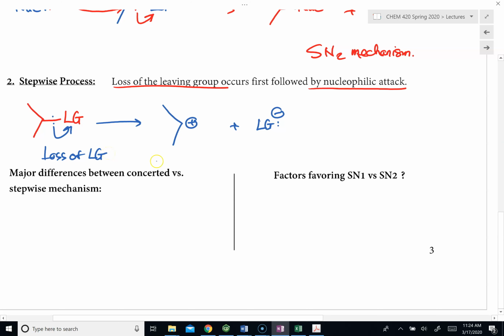And now we have ourselves an intermediate. In order for this step to happen, the intermediate has to be one that can stabilize itself. If this intermediate is not stable, then we will not see this stepwise mechanism. And again, we will discuss this in more detail in a little bit. So this happens first, followed by the nucleophilic attack. Here we have our nucleophile. The nucleophile will then come in and donate an electron pair into this electrophilic carbon, and that is called the nucleophilic attack.